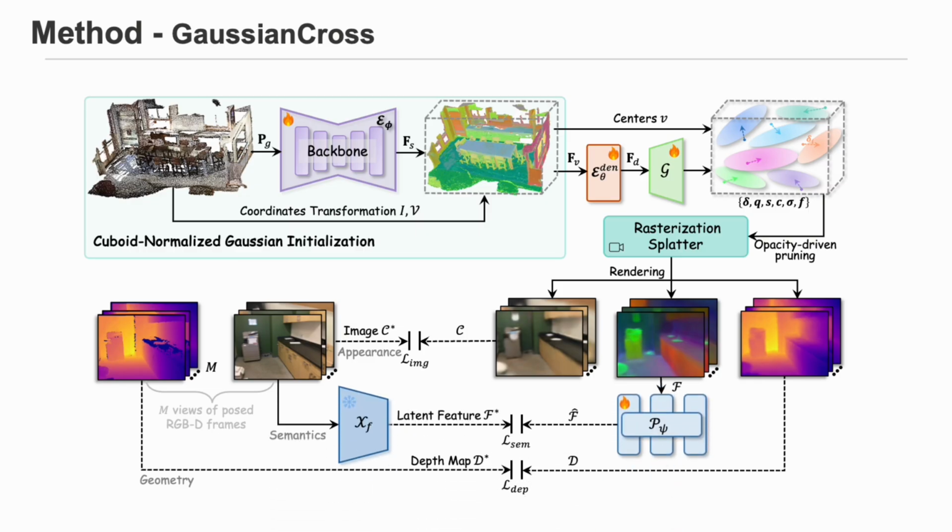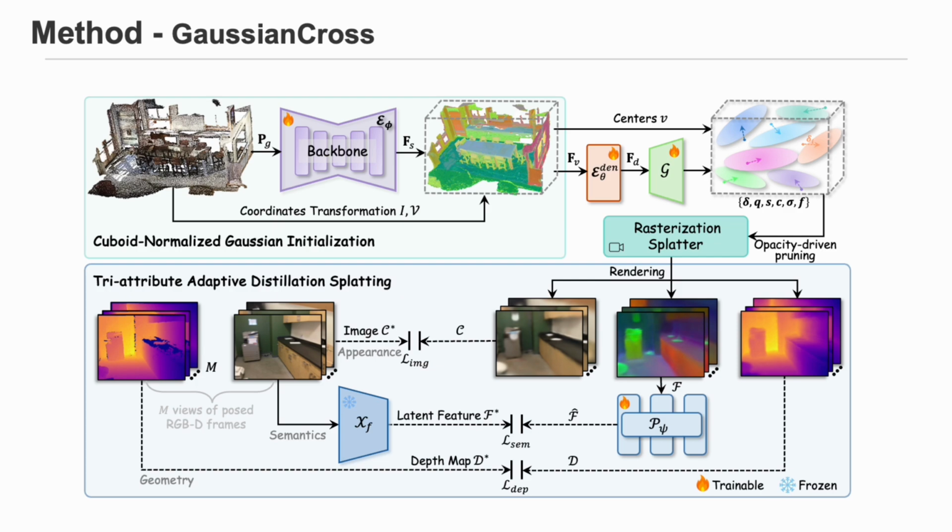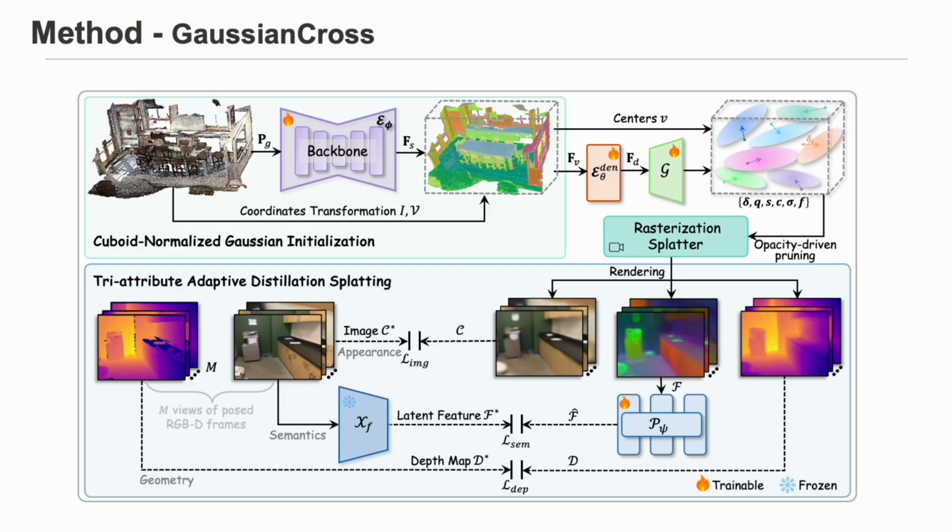For semantic map rendering, a potential challenge lies in that the dimension of visual foundation models is usually large, making it time-consuming to render such high-dimensional feature maps. Therefore, we tend to render a low-dimensional map. To address the dimension disparity, we implement a lightweight upsample projection head to align them. This design strategically balances computational efficiency with semantic fidelity, enabling effective distillation of 2D priors into 3D representations without compromising rendering performance. We name this part tri-attribute adaptive distillation splatting.